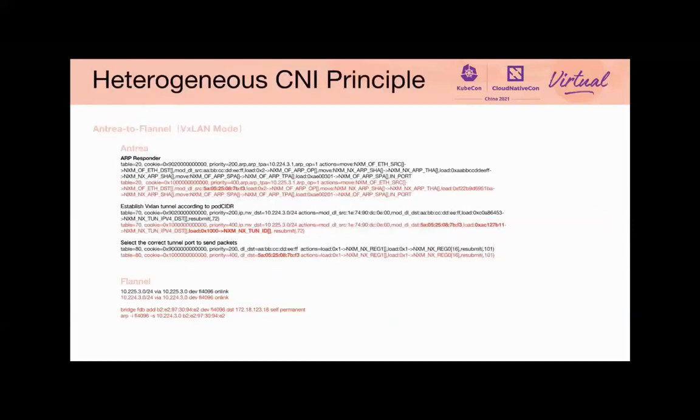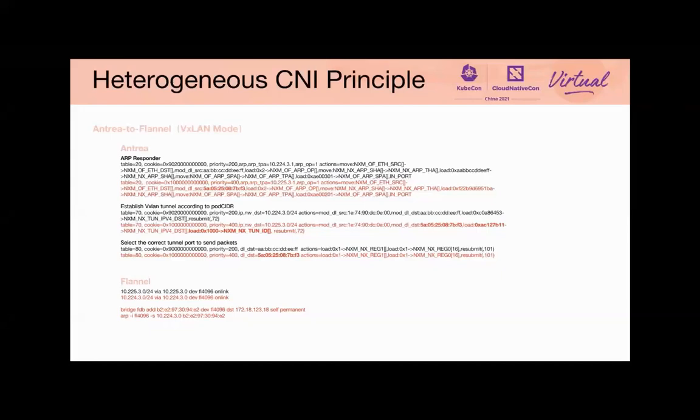The black part is the flow table for Antrea-to-Antrea communication, and the red part is the flow table for Antrea to Flannel. On one, in any network communication, an ARP packet is sent first. You can see that the action of table 20 is to exchange the source and the destination MAC address, and the OP field is modified, which makes the packet an ARP response.